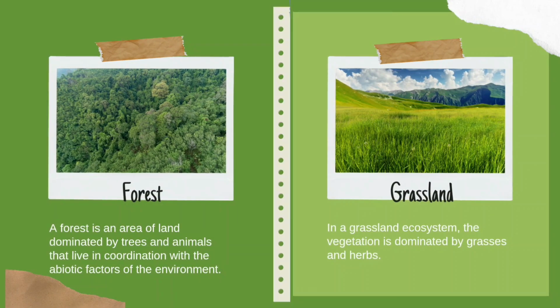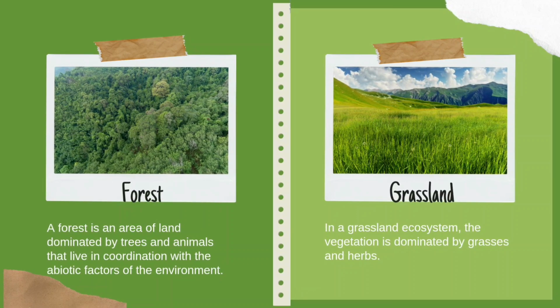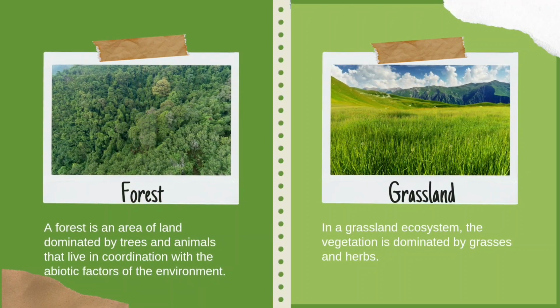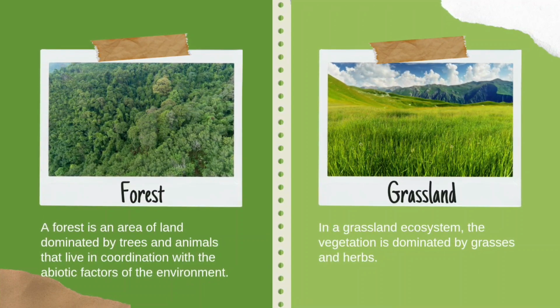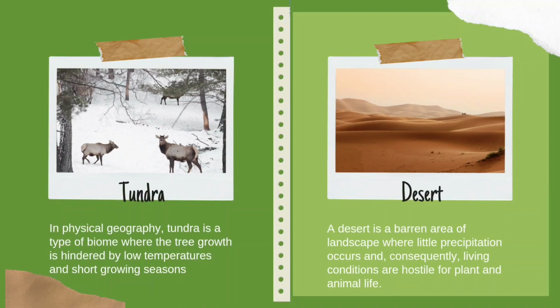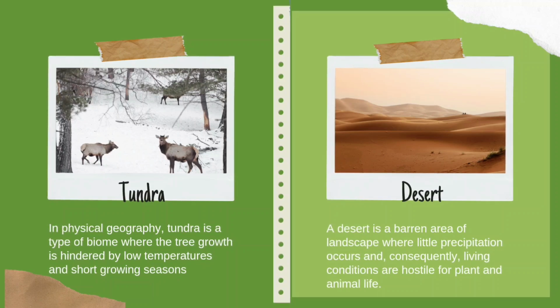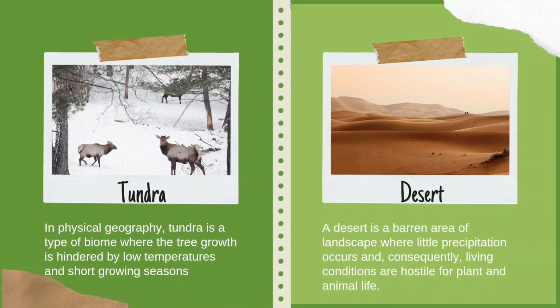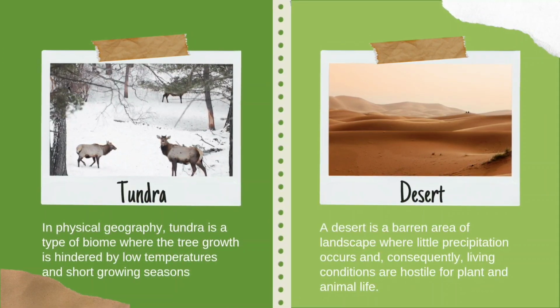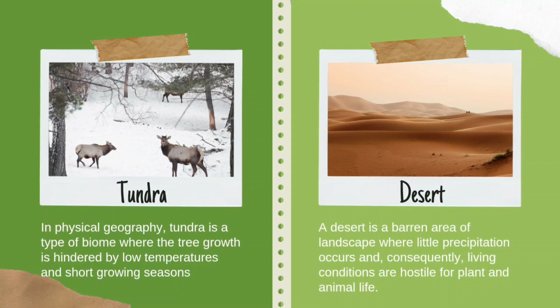Forest is an area of land dominated by trees and animals that live in coordination with abiotic factors of the environment. Grassland. In a grassland ecosystem, the vegetation is dominated by grasses and herbs. Tundra. In physical geography, tundra is a type of biome where tree growth is hindered by low temperatures and short growing seasons. Desert. A desert is a barren area of landscape where little precipitation occurs and consequently living conditions are hostile for plant and animal life.